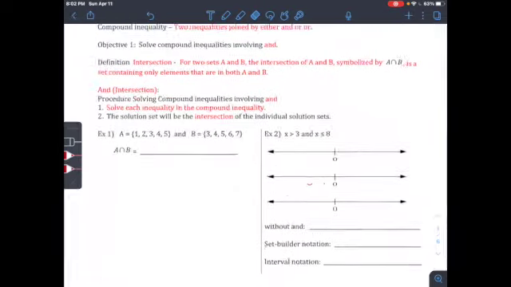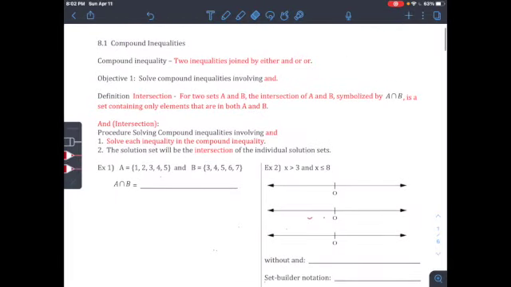Hi everyone, today's objective is compound inequality. To start off, we need to know the definition of compound inequality. A compound inequality is two inequalities joined by either "and" or "or." The first objective we are going to do in this section is solve compound inequalities involving "and."